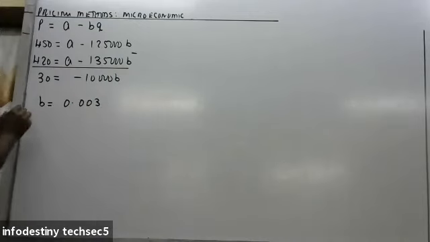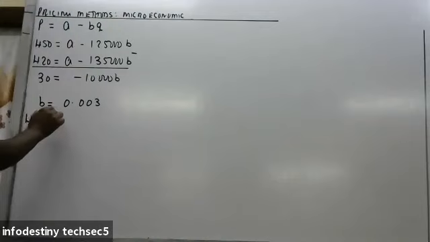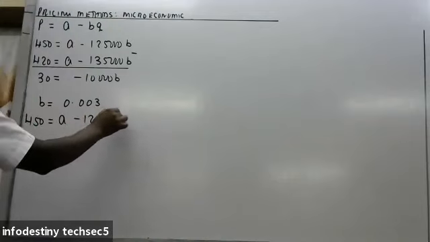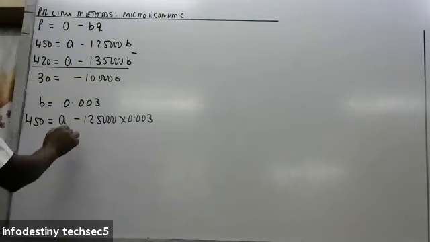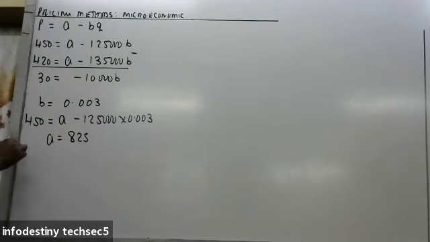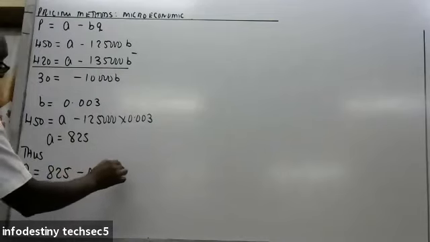0.003, and then you come here and say 450. Yeah, Edwin, good, and B. So you say A minus 125,000 times 0.003. So if I say times 125,000, then it's 450 plus the answer, 825. Good. Thus, price is equal to 825 minus 0.003 Q.